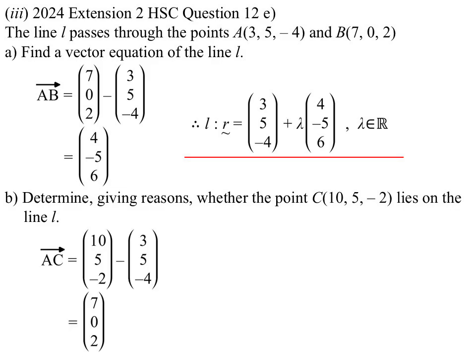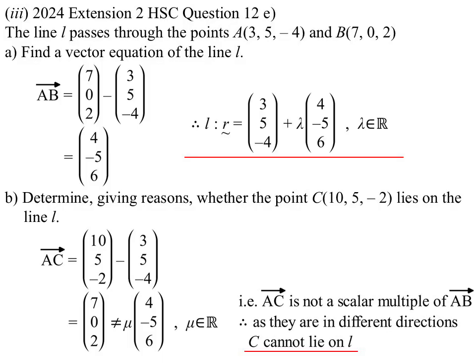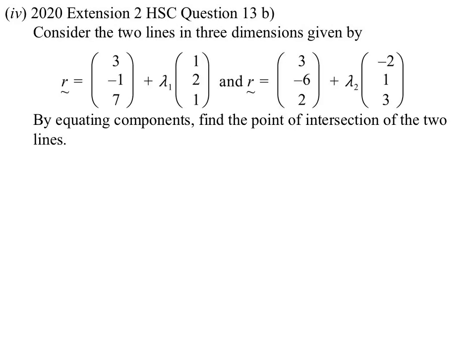If I found the direction vector AC, and in this case it's 7, 0, 2, that direction vector, because it's lying on the line, would have to be the same or some multiple of the direction vector of the line if it lies on the line. And it doesn't, because there's no way I can manipulate 7, 0, 2 by just multiplying by a real number and get some multiple of 4, -5, 6. So as AC is not a scalar multiple of AB, that means they're in different directions, so C can't lie on L.